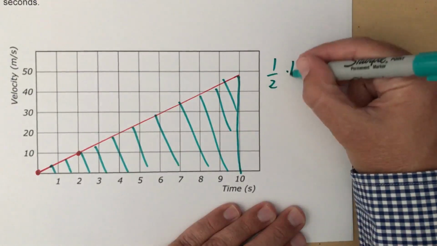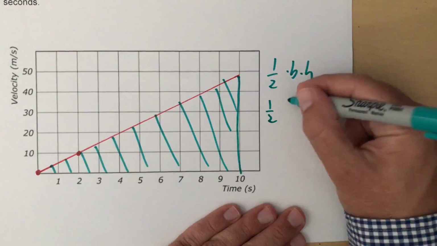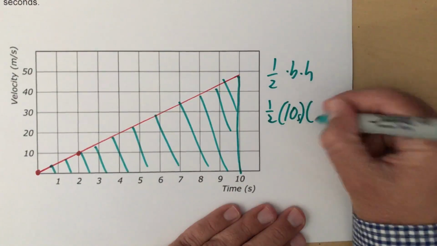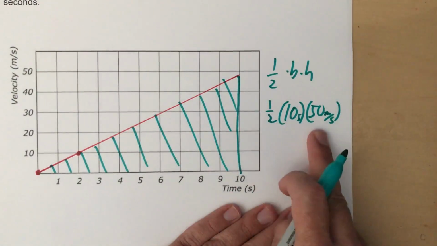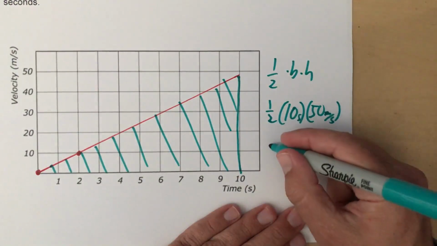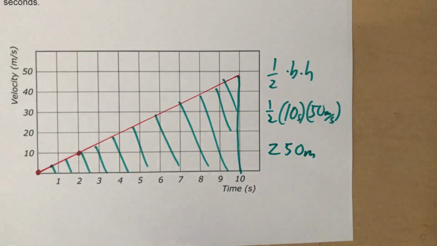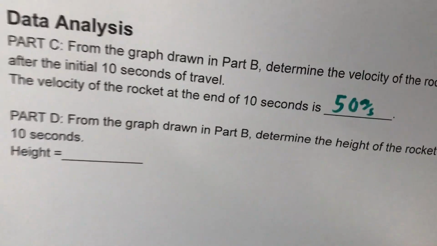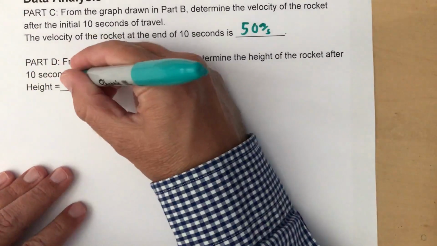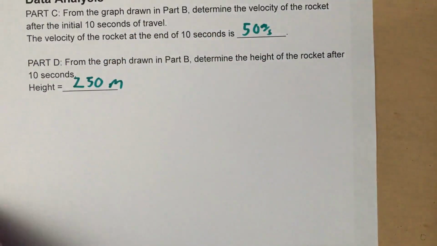So 1/2 base times height is the area of the triangle. So that's 1/2. The base is 10 seconds. The height is 50 meters per second. So 10 times 50 is 500. Half of that is 250 meters is the answer to that part. So on part D here, the height it gets to, the displacement, is 250 meters.